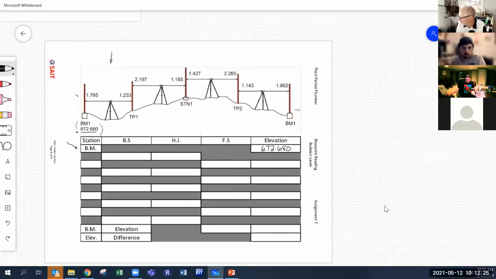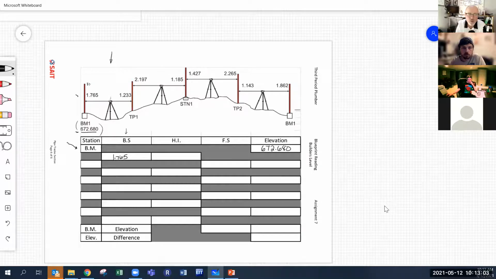And your partner is going to be at this station at the benchmark, holding the rod. After you level your machine, you're going to take a shot. And this shot is called the back sight. This is your first shot. You look in there and read the rod, and it comes out to 1.765. And that's going to be your back sight right there.